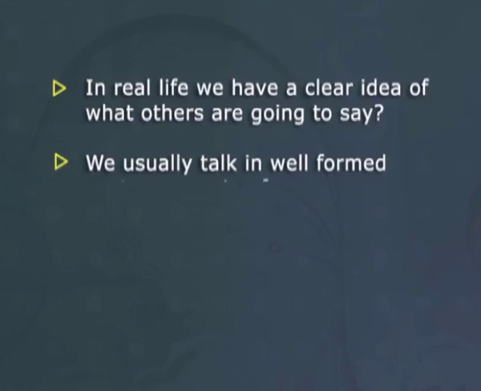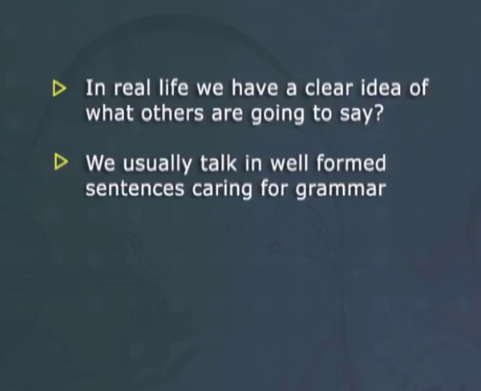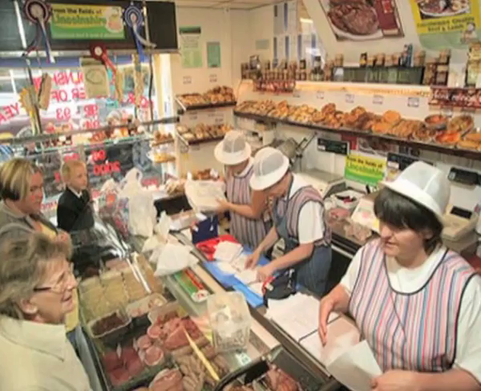Let us look at sentence number 2. When I am in the world outside, we usually talk in well-formed sentences, caring for grammar and pronunciation. So, in the market, when you go for some shopping, do you use what is called received pronunciation, absolute word stress, perfect intonation? Do you care for all this, or do you care to see that the grammar of your sentence is all right? No sir. Suppose your grammar is wrong, does the shopkeeper refuse to sell something to you? No sir. It does not happen.